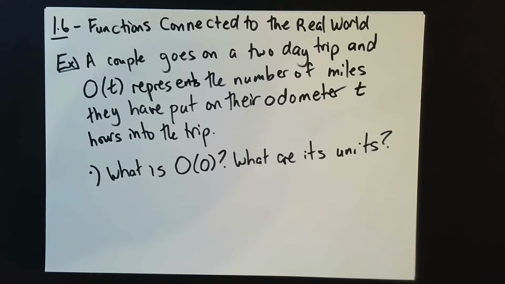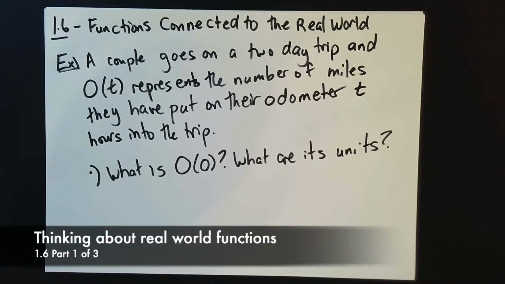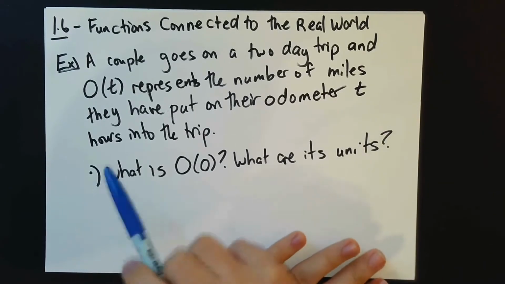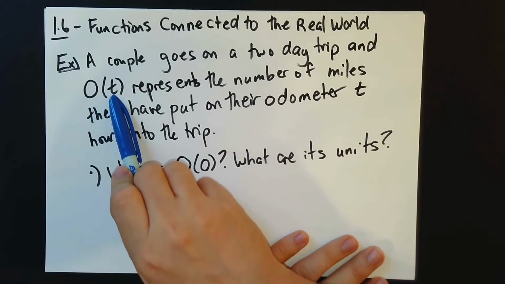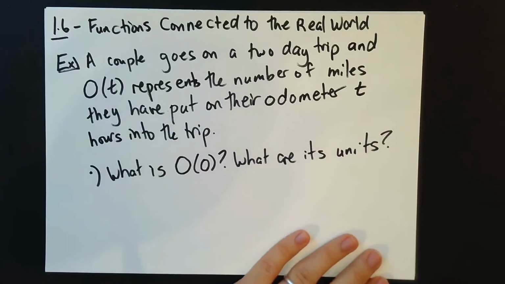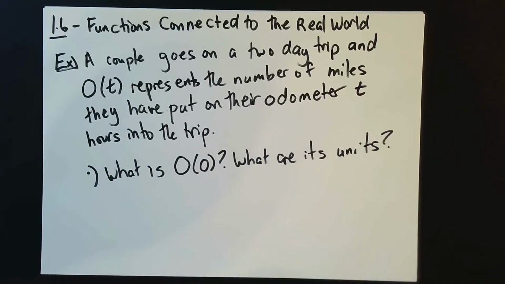Welcome back, everyone. In this video, we're going to talk about functions that have some connection to the real world. That is, functions where the input and output are connected to something physical. So, in this example, we have a couple going on a trip, and we have this function O of t, and O is a bad name, but it stands for odometer. This O of t represents the number of miles that they've put on the odometer t hours into the trip. Okay. Then we're going to ask some questions about this.